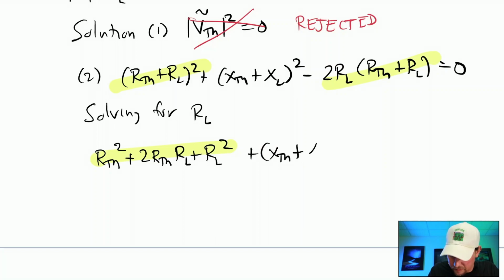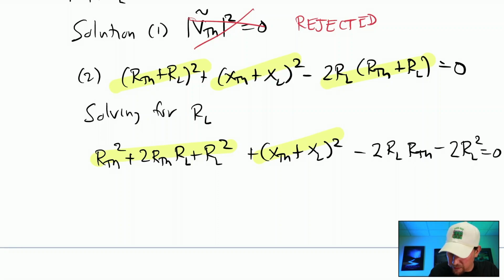The X Thevenin plus X load quantity squared, well, that just comes along for the ride. So I've taken into account that term and that term. The next thing that I want to do is I want to multiply out this whole thing, in which case I end up with minus 2 R load R Thevenin minus 2 R load quantity squared, and that's equal to 0, like this. So this whole mess up here is the same thing as this.